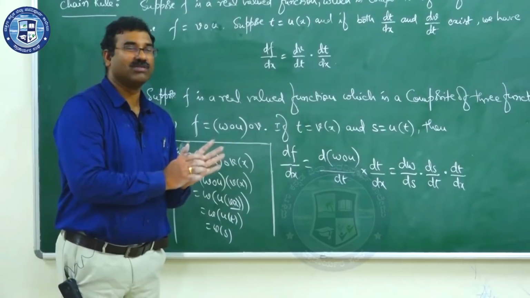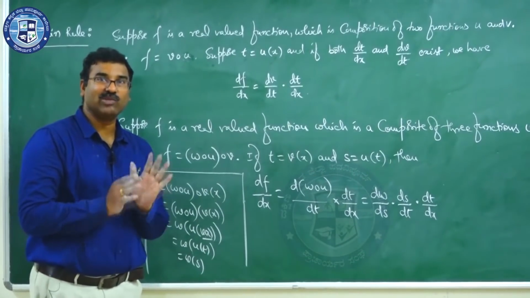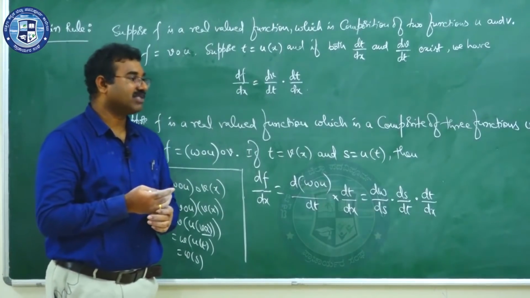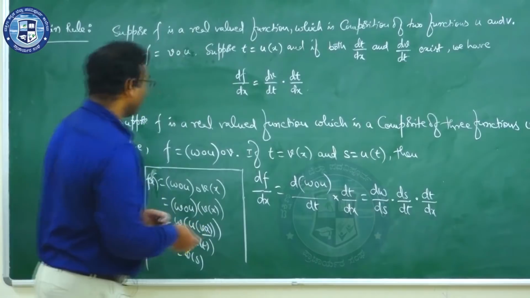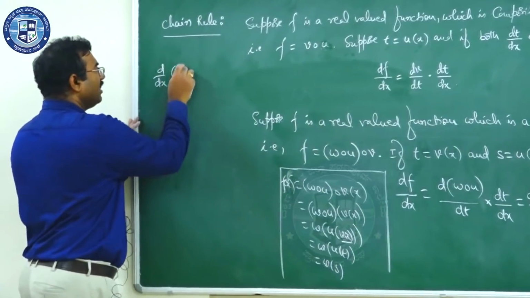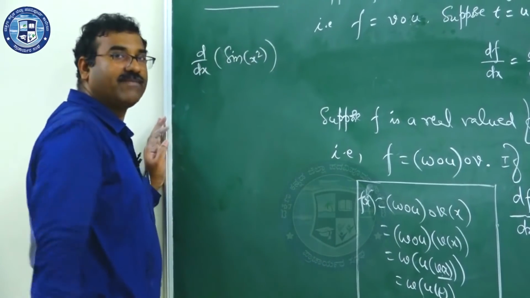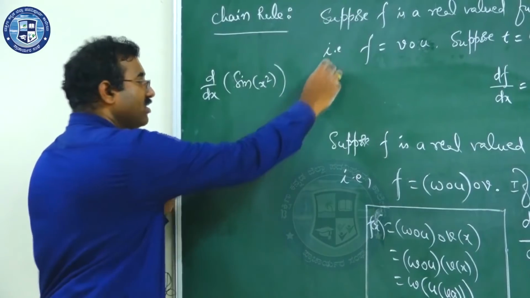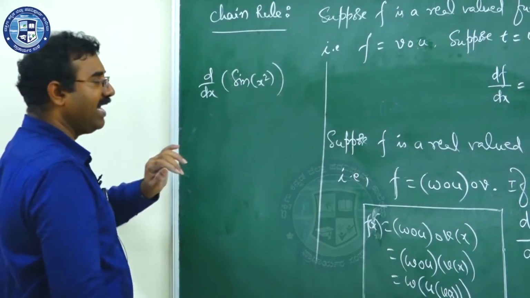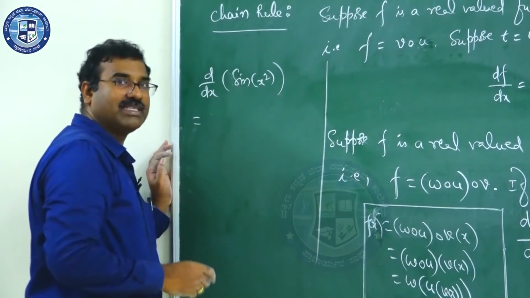I will explain it to you. Even if you do not remember this formula, we can do the problems. I will give you a simplified form for how to work it out. Suppose you have the function sine of x square. You need to find d by dx of sine of x square.